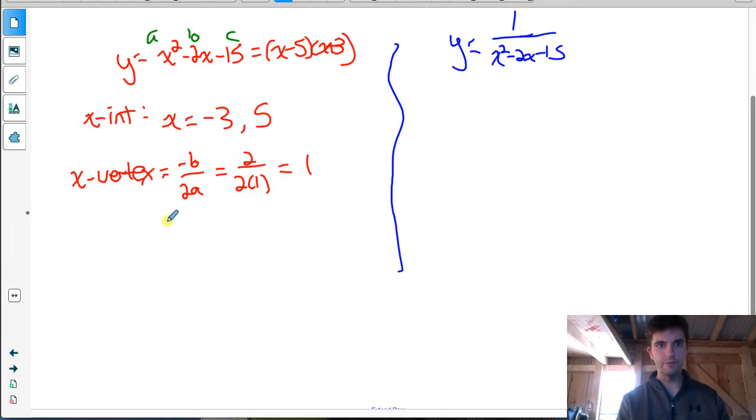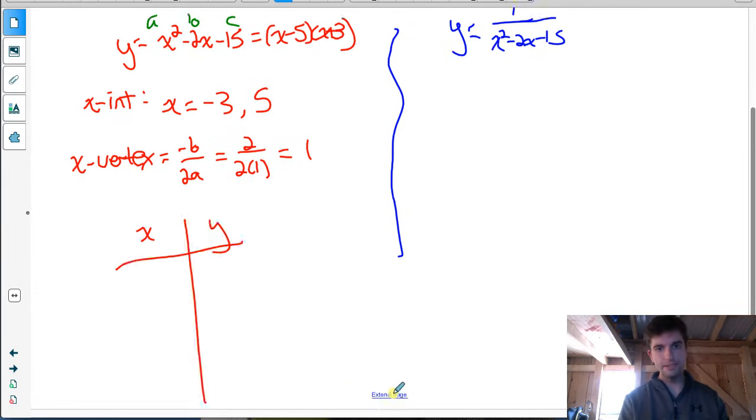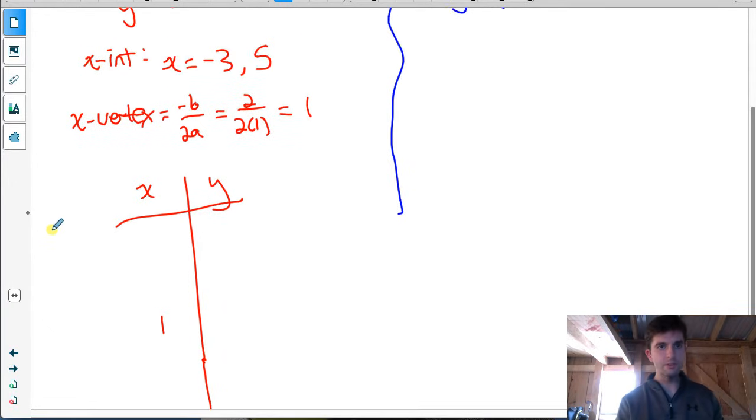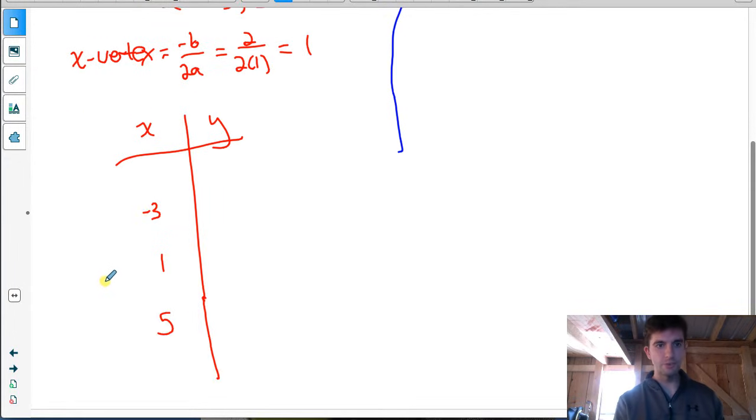So when I get a table of values for this quadratic function, I need to make sure that in this table of values, the vertex is in the very middle. So I need the x-coordinate of the vertex to be in the very middle. I also need to make sure that the x-intercepts are included in the table. And I need to make sure I pick points between the vertex and the x-intercepts. So let me just do 0 and 2. And then also on either side of the x-intercepts. So to the left of negative 3, I could choose negative 4. And to the right of 5, I could choose 6.